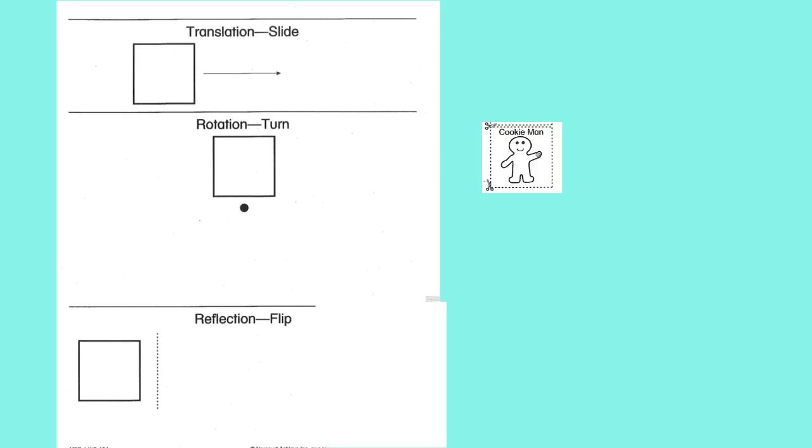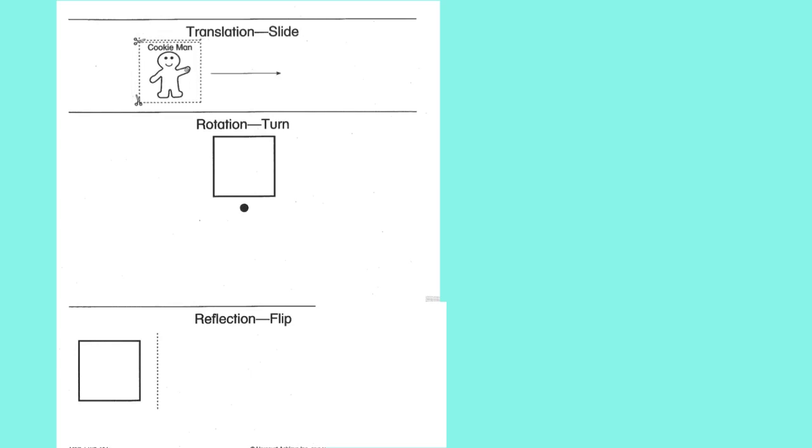Okay, so we're going to start with our worksheet. We're going to use our Cookie Man right here and show you what these actually mean on the paper. So the first box says what? It says translation, slide. So what we're going to do with our Cookie Man is just slide him across. That's all that means. Translation or slide means it slid.